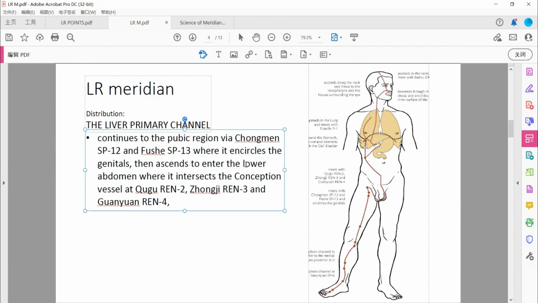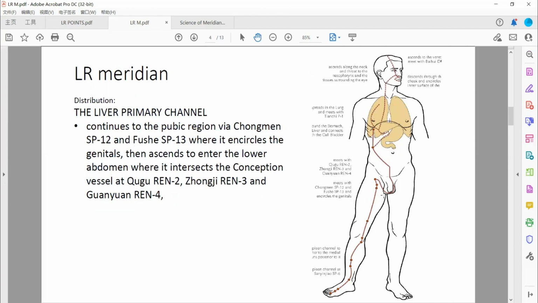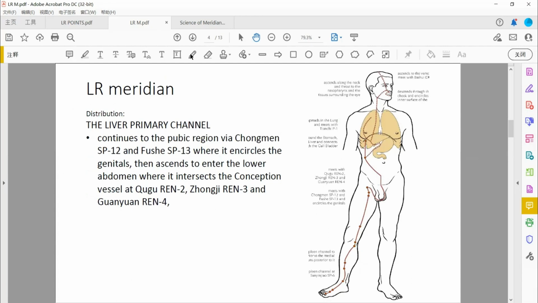Continue to the pubic region by 冲门, SP12, and 府舍, SP13, where it circles the genitals. So the liver meridian is very important for the genital region, the genitalia.